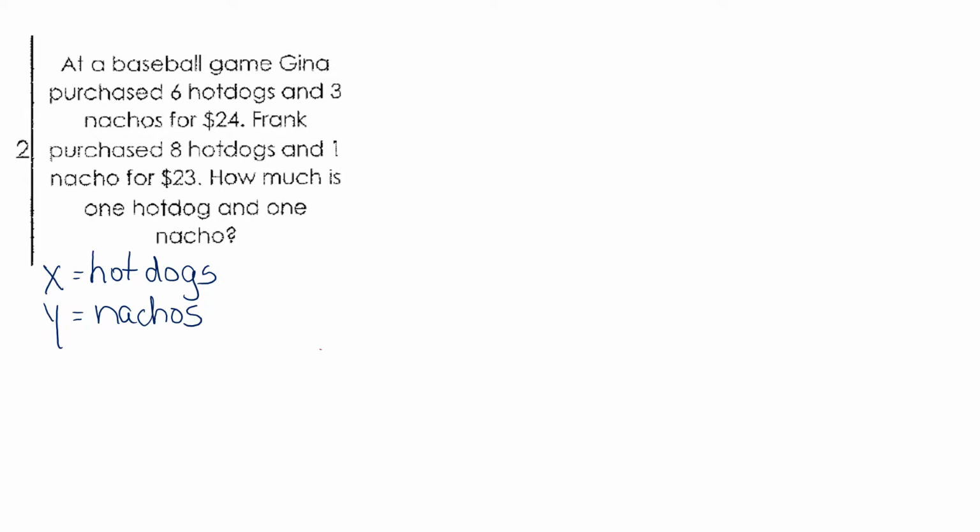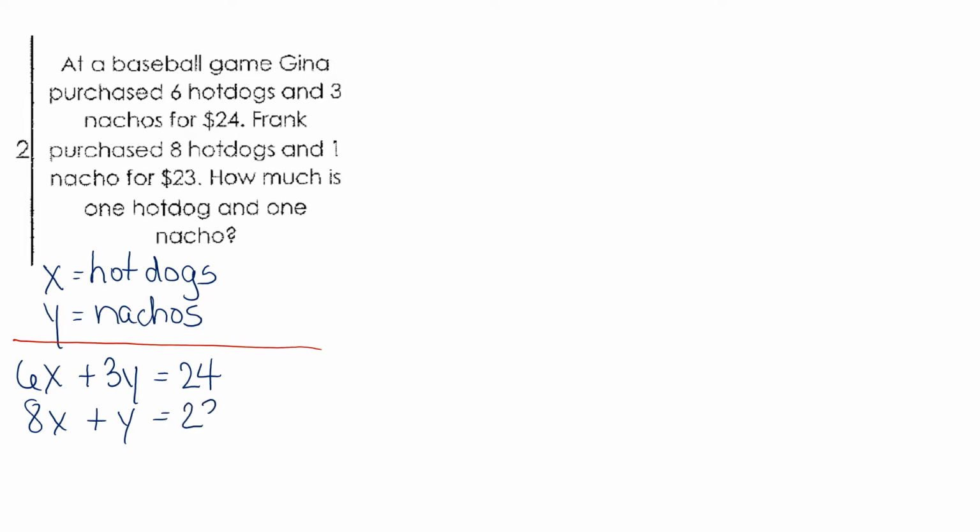Your next step is to write out your system of equations. So you go back to your statements. Gina purchased 6 hot dogs, so that would be 6X, and 3 nachos, so that would represent 3Y, equals 24. Frank purchased 8 hot dogs, which would be 8X, plus 1 nacho, so we're just going to do Y, equals 23. So there's your system.